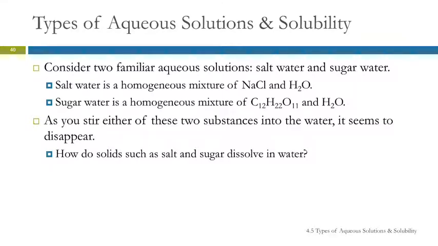Okay, types of aqueous solutions. So we got salt water and sugar water. These are both familiar. Salt water is a mixture of salt, sodium chloride, and water. Sugar water is a homogeneous mixture, a solution of sugar and water. And you put a teaspoon of either into a glass of water and you stir it, and it looks like it's disappearing, right? How does that happen? What's going on?